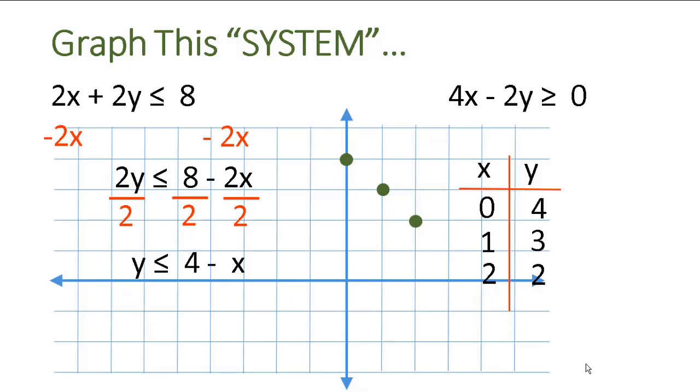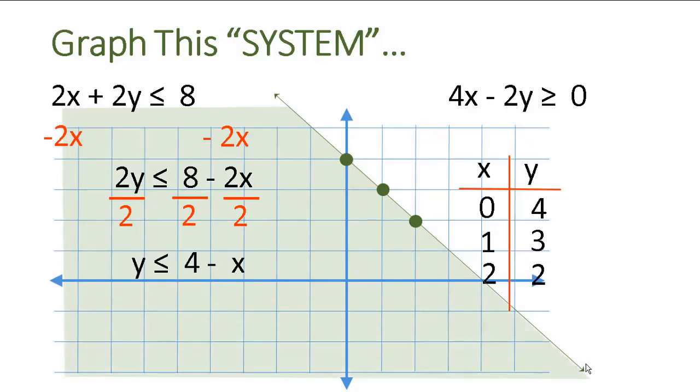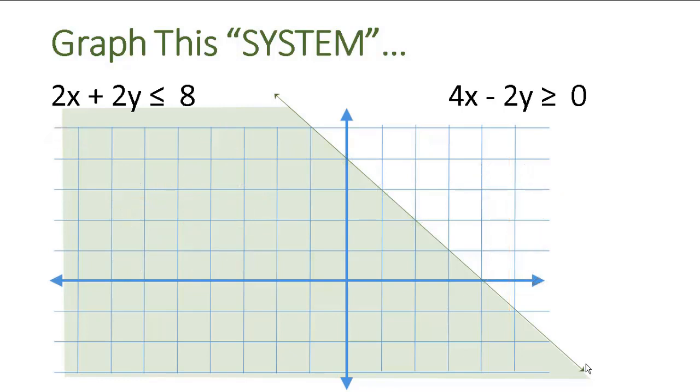So let's draw this. Now, this one, hopefully you appreciate, since it's a less than or equal to, it's going to be a solid line. And since it's less than, we'll shade below that line. Now we're already halfway done the problem. Okay, we graphed the first inequality equation. Now, let's do the second one on the same graph now.